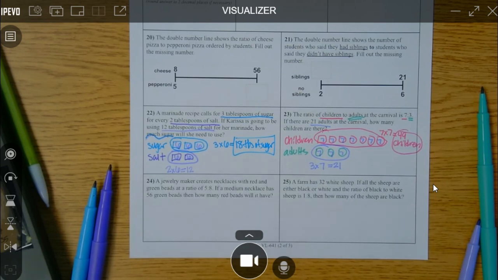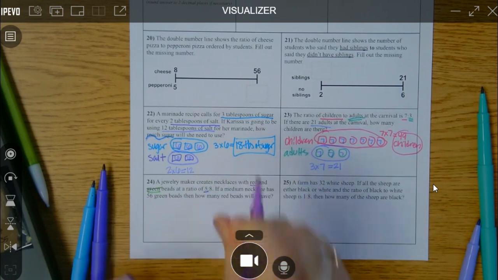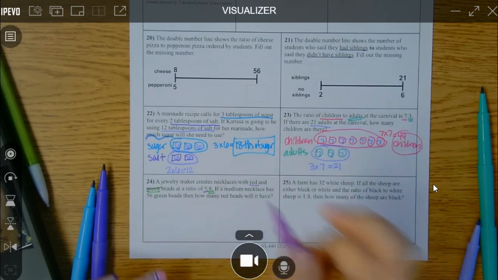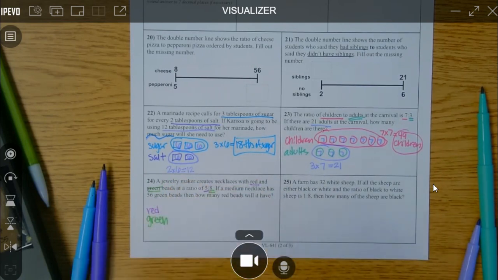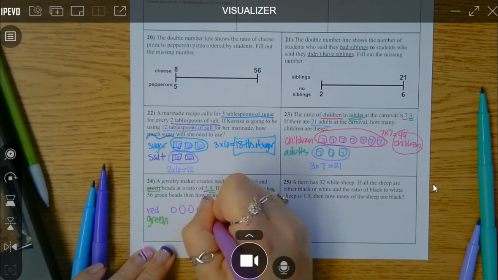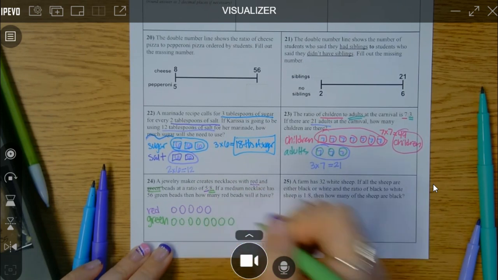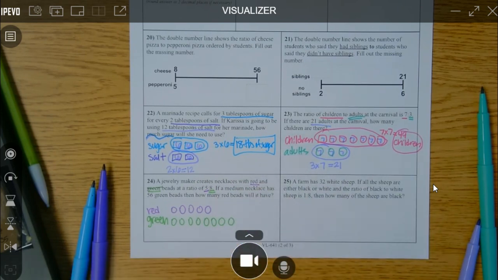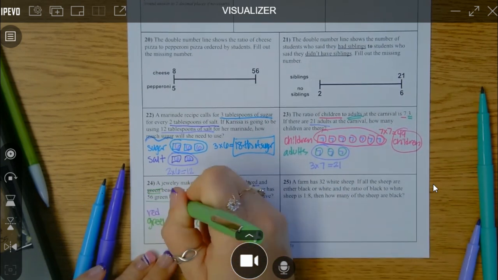It says a jewelry maker creates necklaces with red and green beads. So you have red to green beads. And so then the first one is red and the second one is green. Okay, so we're doing red to green. Well, when there is 1, 2, 3, 4, 5 red, that means there's 1, 2, 3, 4, 5, 6, 7, 8 green. So if a medium necklace has that same ratio, but they have 56 green beads, then how many red beads are there? Okay, so we're solving for how many red, and they told me the number of green, right?